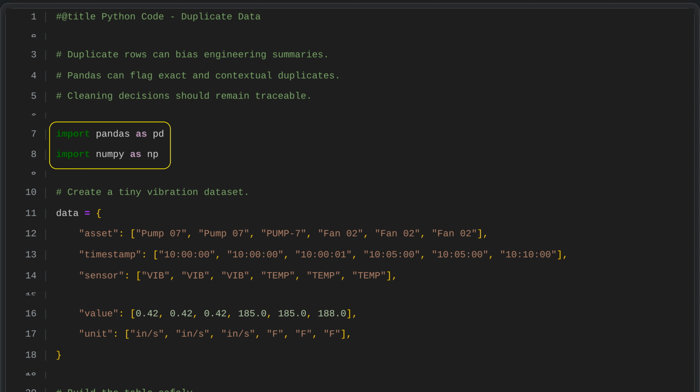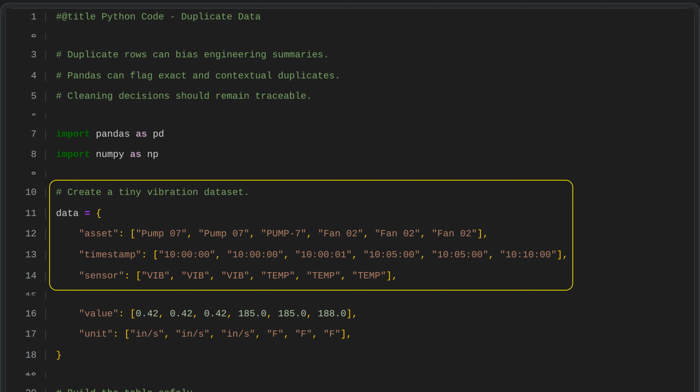The script starts by importing Pandas and NumPy, two core libraries for data work in Python. Pandas helps manage and analyze tabular data, while NumPy supports efficient array operations and mathematical processing. Together, they prepare the code to handle data effectively in later steps.